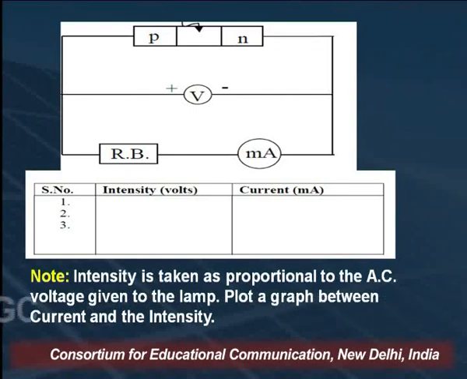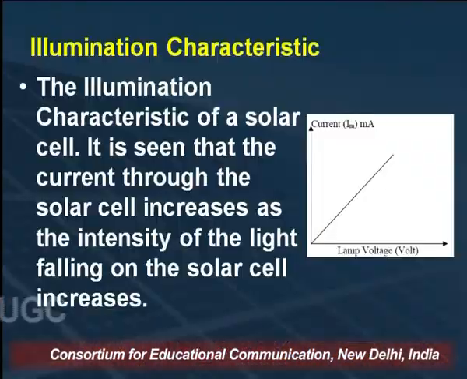So in this table we take the readings of intensity versus current. The intensity is taken as proportional to the voltage given to the lamp. Then we plot a graph between the current and the intensity. That graph is a straight line. Here we see the current versus voltage graph that we define.